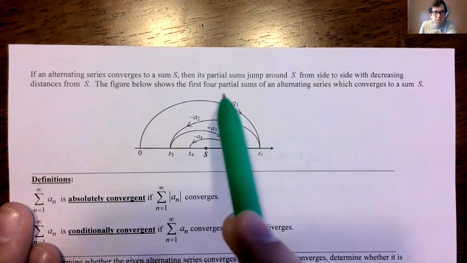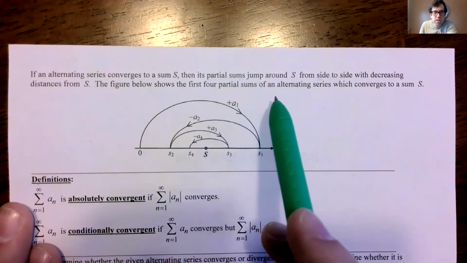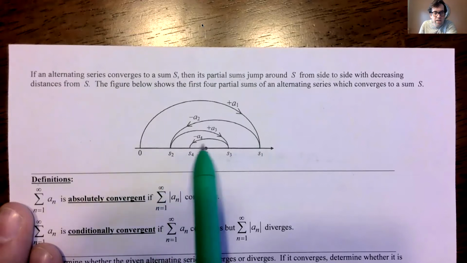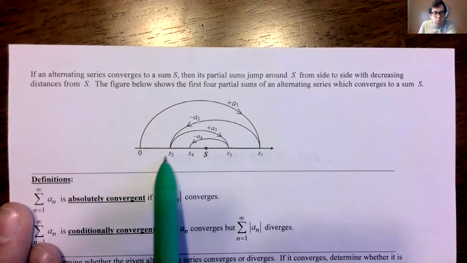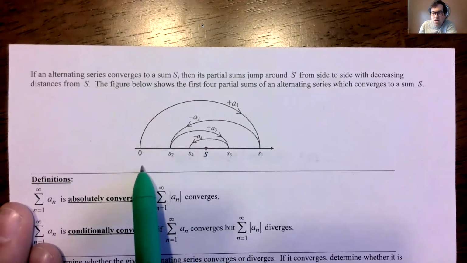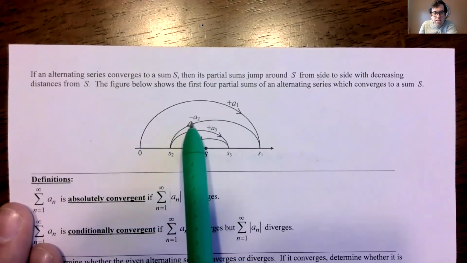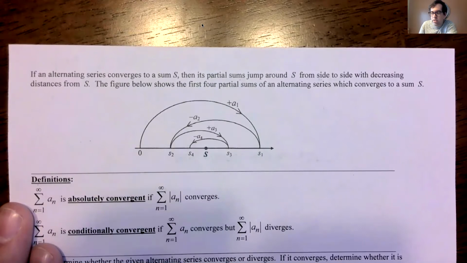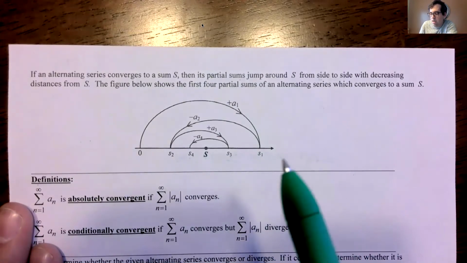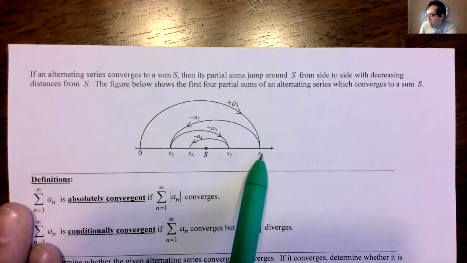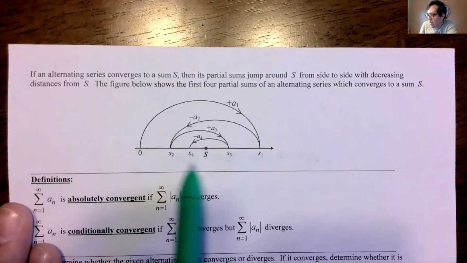The figure below shows the first 4 partial sums of an alternating series which converges to sum S. So think about this line right here as a number line, and we're visualizing as we add all of the terms of this series together. So a sub 1, a sub 2, a sub 3, a sub 4, those are all the terms of our series, and we're one by one adding them and figuring out where we end up on this number line after we add them.